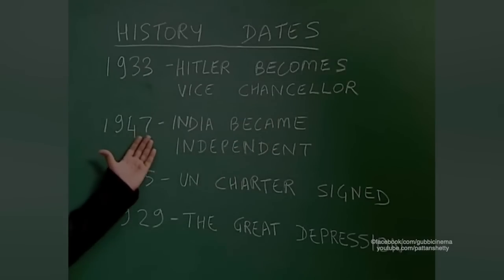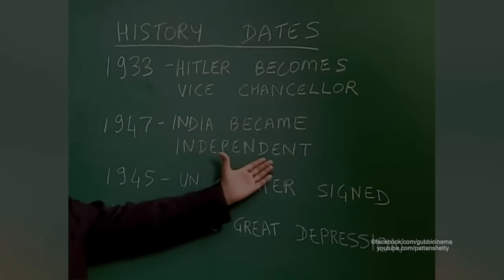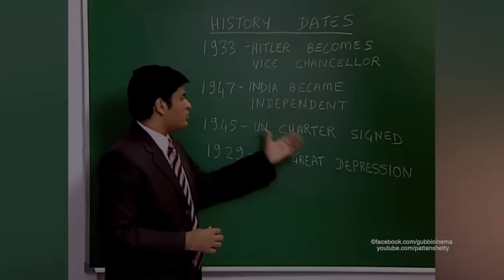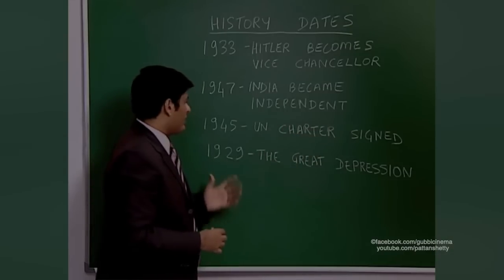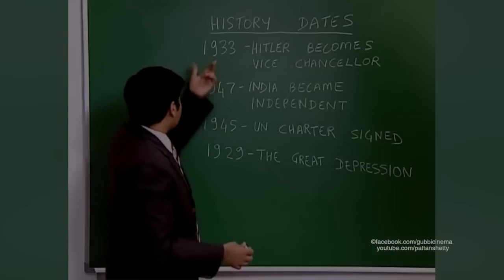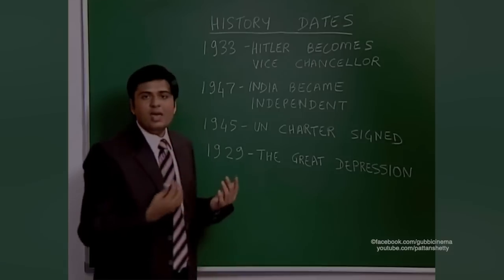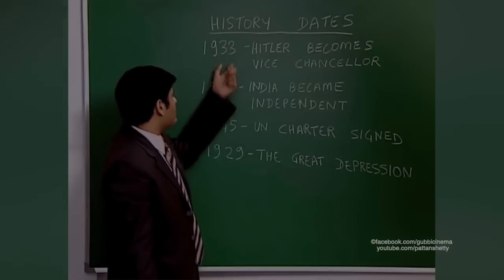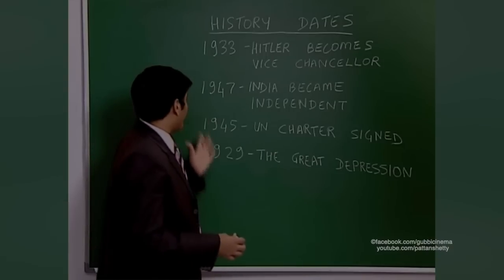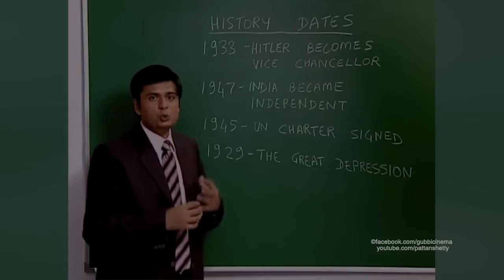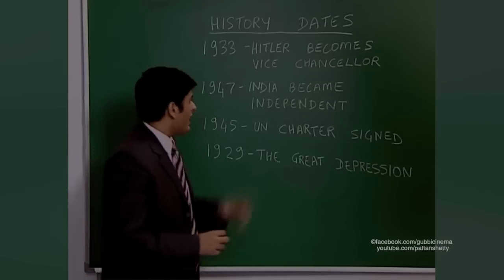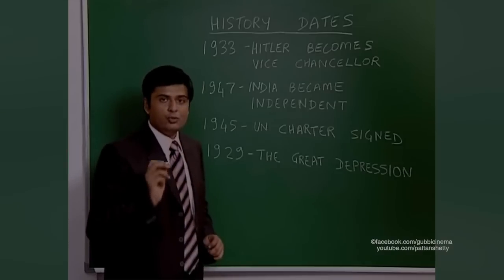In 1947, India became independent. In 1945, the United Nations Charter was signed, and in 1929 the Great Depression took place. Now in this case 19 is common, so we may ignore it. We will only take the last 2 digits of each century. Normally we don't forget the century, it is only the last 2 dates and the numbers which are forgotten. And now we shall see how this memory technique comes into force.